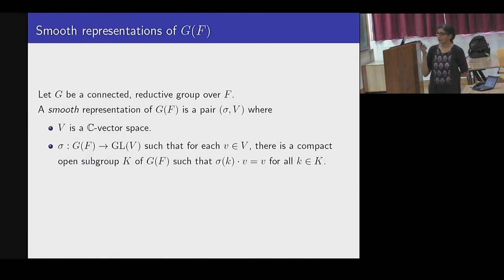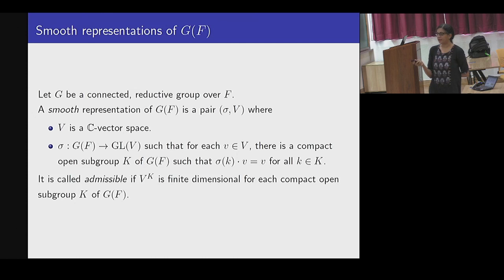So, and we'll be working with smooth representations of G(F). I'll just quickly recall the definition. So let G be a connected reductive group over F. A smooth representation of G(F) is a pair (σ, V), where V is a complex vector space, and every vector in V is fixed by a compact open subgroup of G(F). That's what it means for the representation to be smooth.